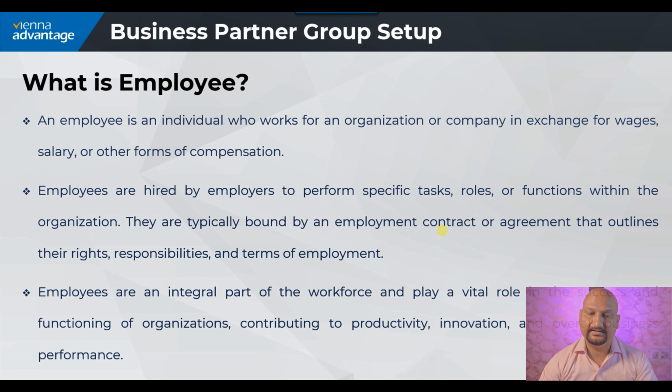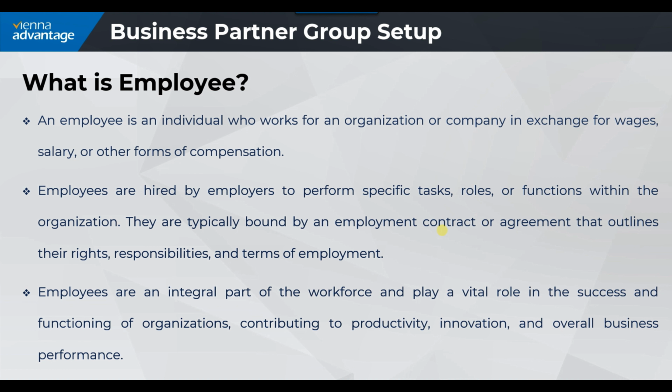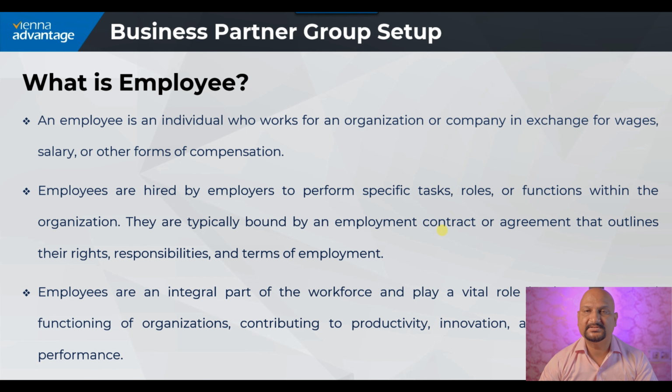Employees are an integral part of the workforce and play a vital role in the success and functioning of the business or organization, contributing to productivity, innovation, and overall business performance. So these are the 3 types of business partners that are available in the VA system. Now let's quickly move on to the system and we'll see how to create a customer master, vendor, and the employee.